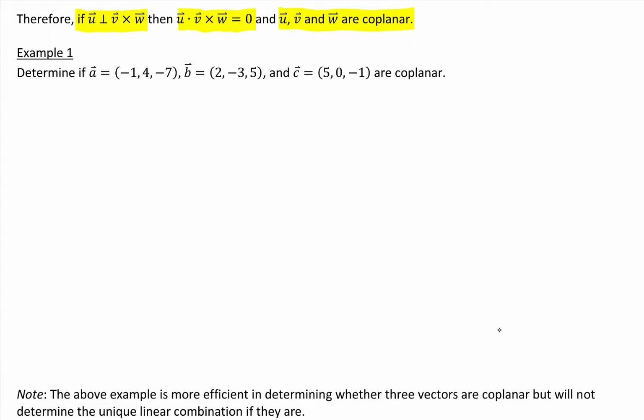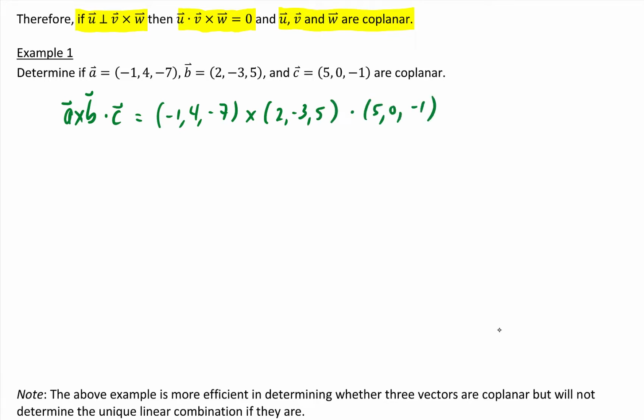So let's go through an example. Determine if a = [-1, 4, -7], b = [2, -3, 5], and c = [5, 0, -1] are coplanar. So let's say we choose to do a cross b dotted with vector c. That means we'll have [-1, 4, -7] crossed with [2, -3, 5], and dot it with [5, 0, -1]. If there are no brackets and we have a dot and a cross product involved in an operation, you will always start with the cross product.